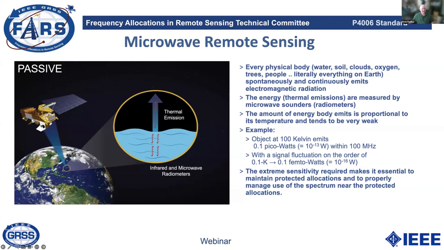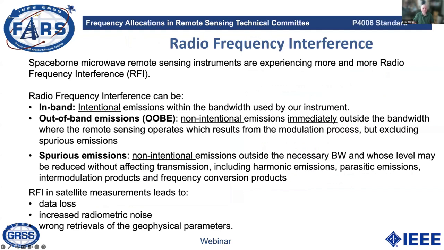So that said, what are we talking about when we say radio frequency interference? Radio frequency interference, first of all, is intentional or out of band emissions that come into the band that the sensor is designed to receive in. Right now, I'm focusing on the passive receivers and out of band emissions, non-intentional emissions immediately outside the band that the sensor is operating in. That is where energy, because it's modulated, actually doesn't stop right at the edges. That energy comes into that band, and that causes the sensor to receive more energy than it's expected.